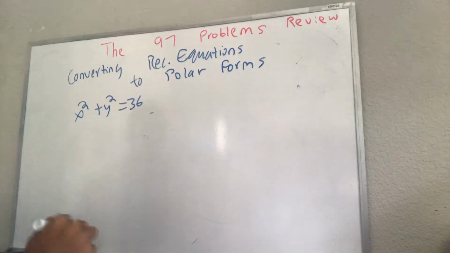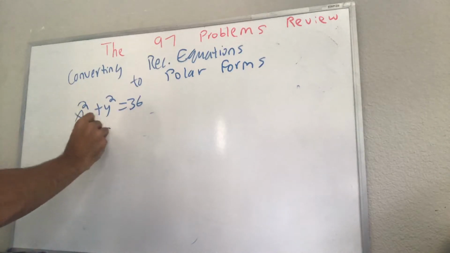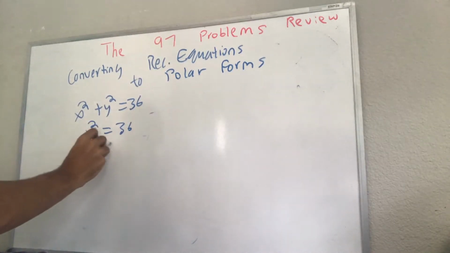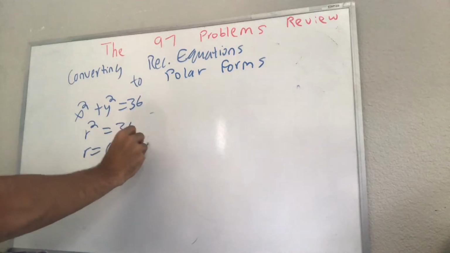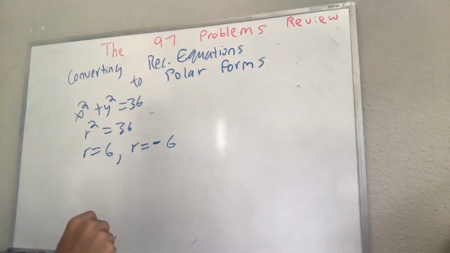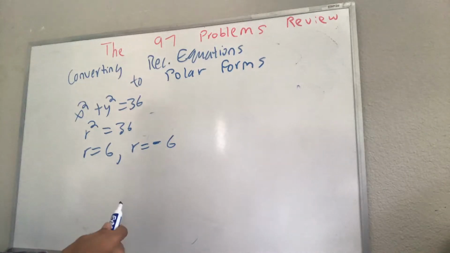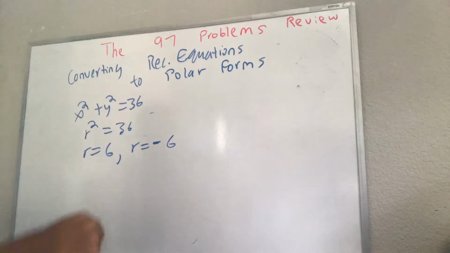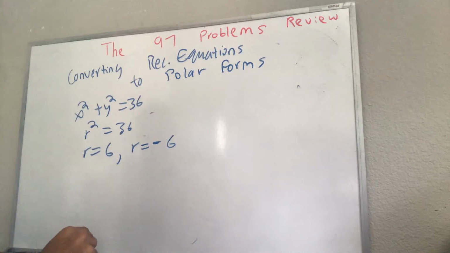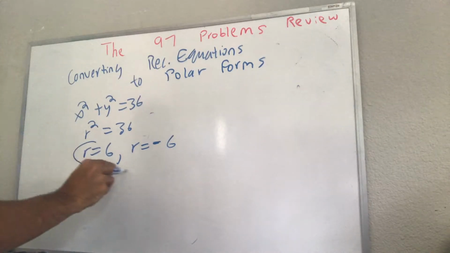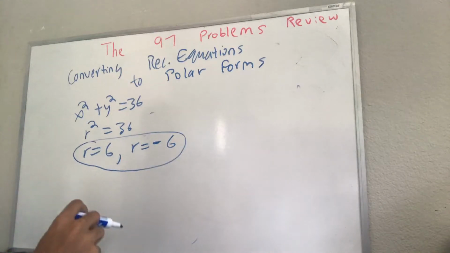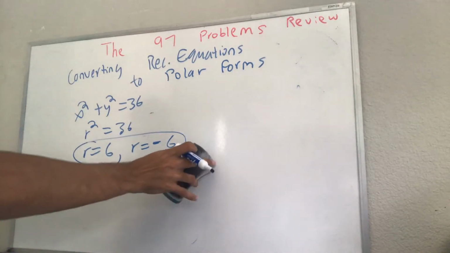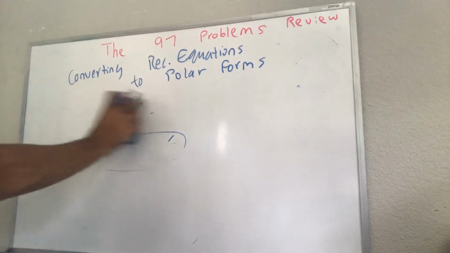Well, we know x squared plus y squared is equal to r squared, so we can say that r squared is equal to 36. And so r is equal to positive 6 and r is equal to negative 6. So the two polar forms that represent this rectangular equation, x squared plus y squared is equal to 36, are r is equal to 6 and r is equal to negative 6. So that was question number 93, and now we have question number 94.